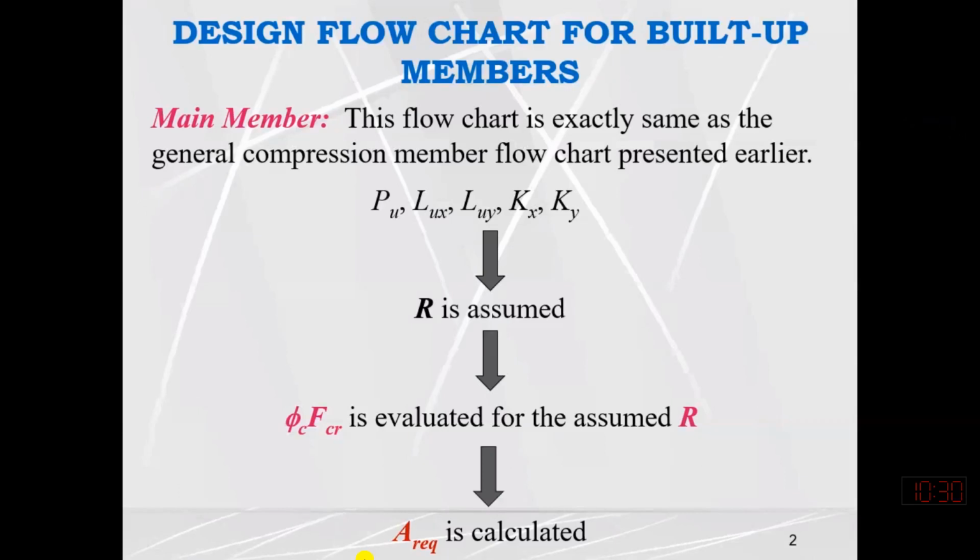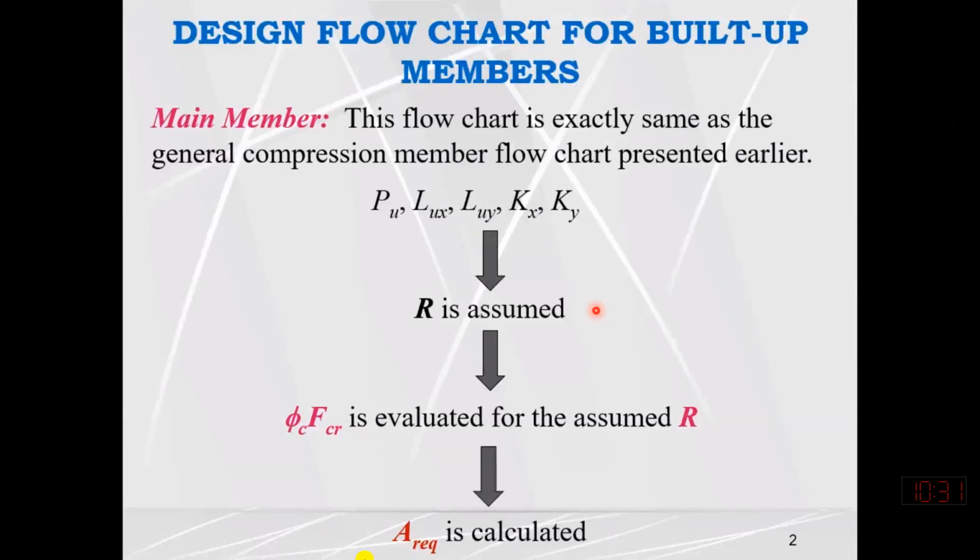But we may also use this column selection table for maybe a double angle with spacing ranging from 8 to 15 millimeter. But for a built-up section with lacing, the distance between the sections is usually very large, normally more than 50 millimeter, maybe 100 millimeter or 150. So we cannot use the column selection table.